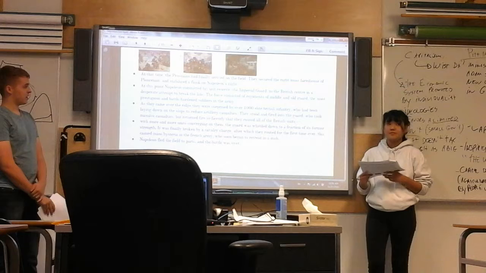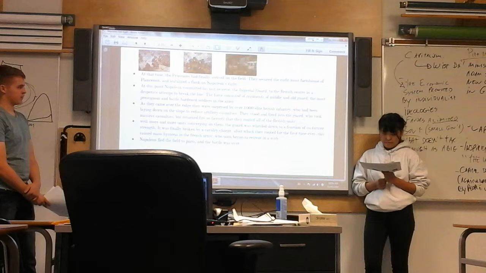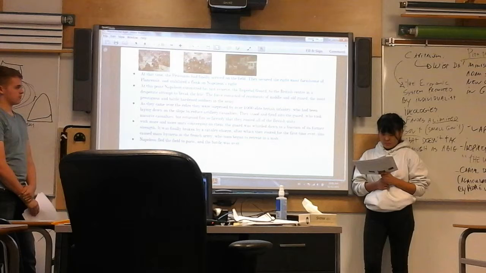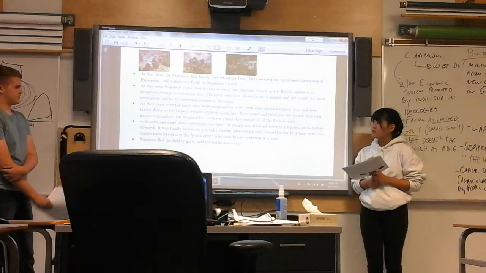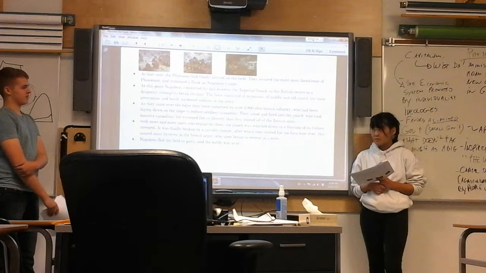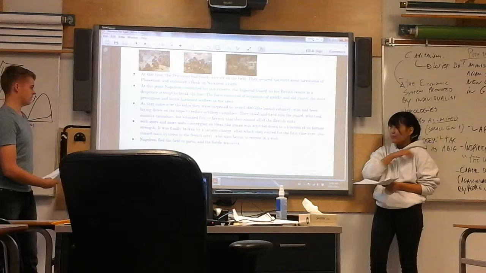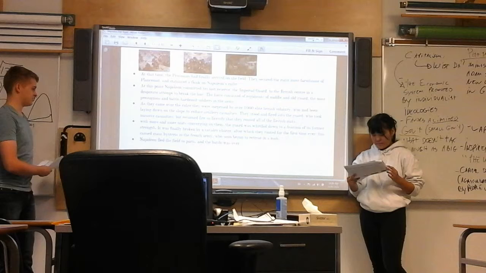At this point, Napoleon committed his last reserve, the Imperial Guard, to the British center in a desperate attempt to break the line. The Imperial Guard had never been routed before, so it was a last-ditch attempt. As they came over the bridge, they were surprised by over 1,000 elite British infantry who had been lying down on the slope. They stood and fired into the guard, who took massive casualties, but returned fire so fiercely they routed all the British units.